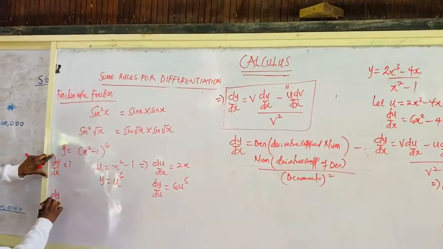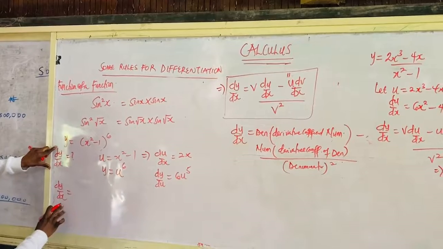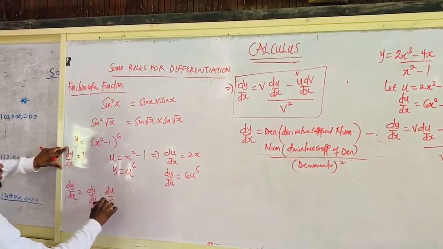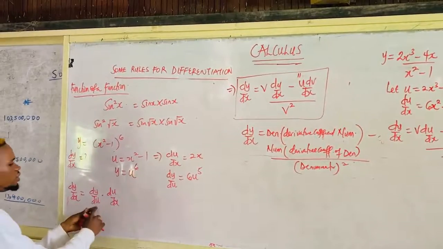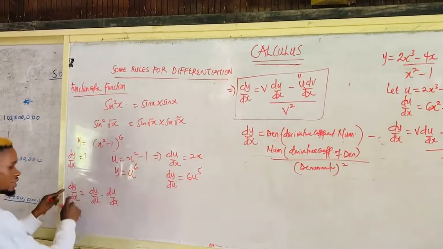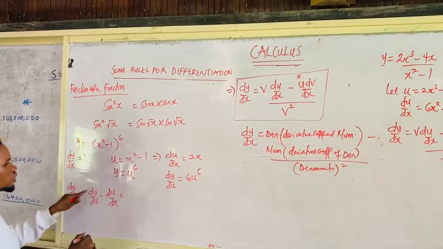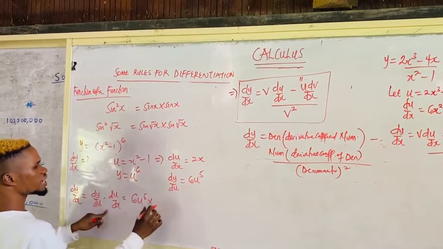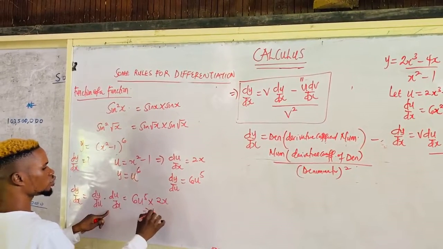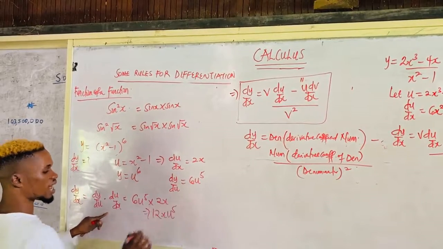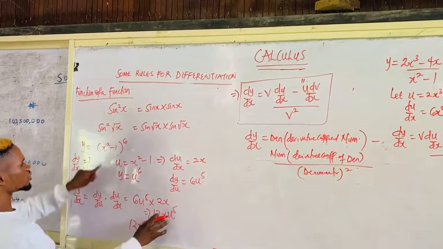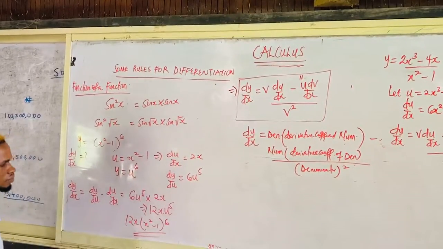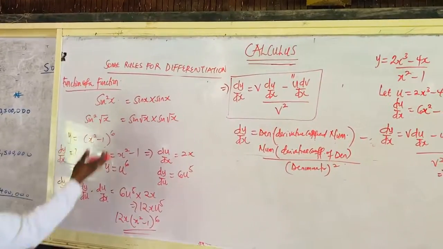But here, to find what? dy/dx. Now, what if I take this dy/dx as dy/du dot du/dx? Because I can still cancel out this du and du. That becomes dy/dx. So that means this dy/dx is what? dy/du, 6u raised to power 5, times du/dx, 2x, which is what? 12x u raised to power 5. But remember, my u is what? x squared minus 1, to the power 6. That's a function of a function.